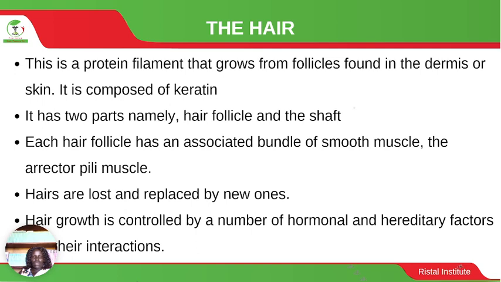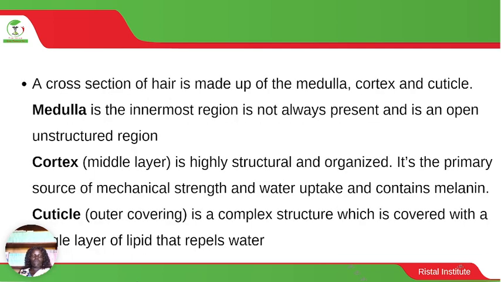Hairs are lost and replaced by new ones. Hair growth is controlled by a number of hormonal and hereditary factors and their interactions. A cross-section of hair is made up of the medulla, cortex, and the cuticle.